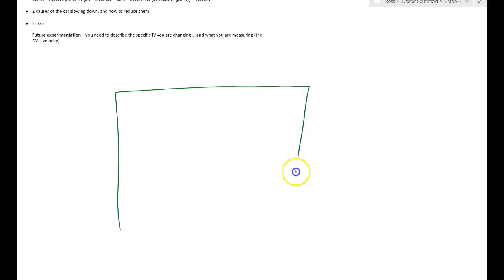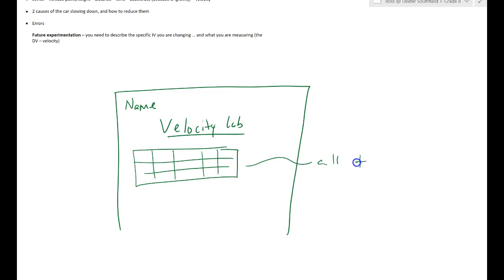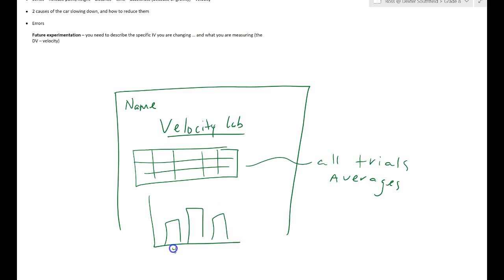On the Word document that you print to OneNote, you'll of course have your name. You'll say Velocity Lab up top. You will have your data table, which will have all of the trials, including the averages. Then you'll have your graph, which will be just the averages.